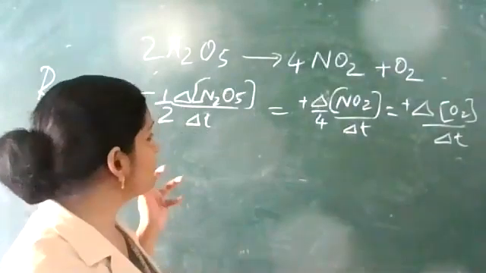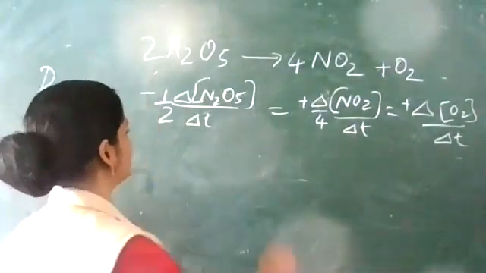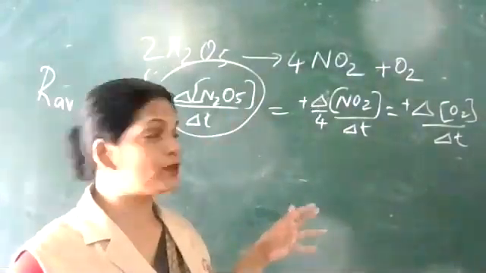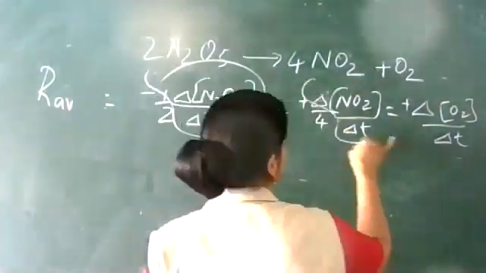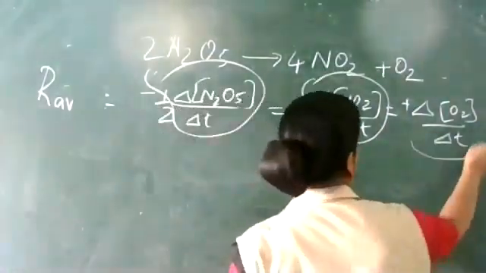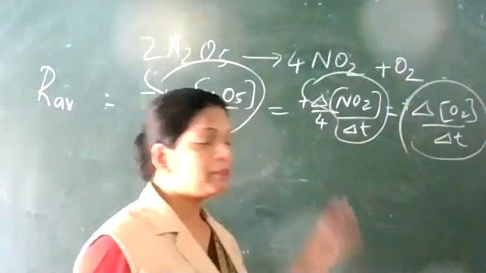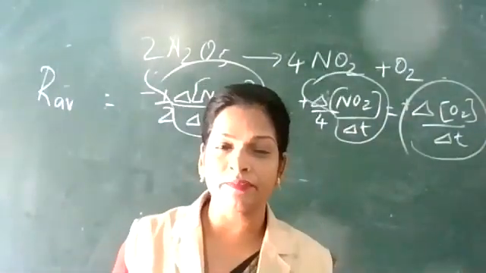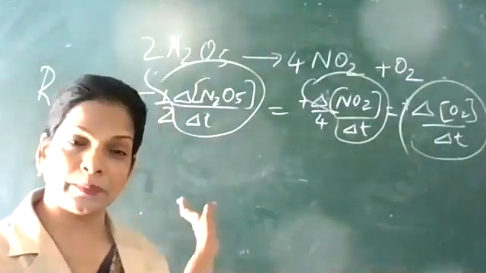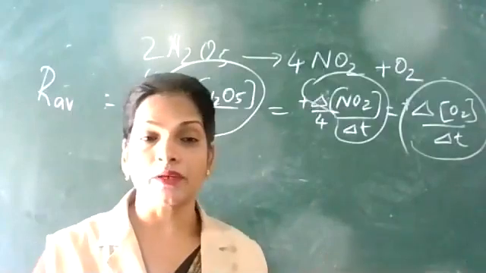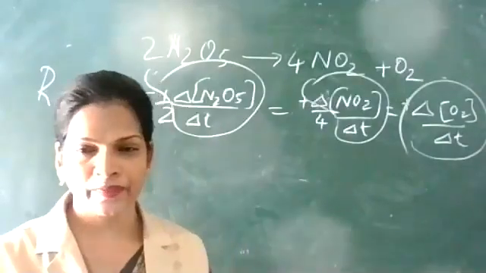Now, what is the rate of disappearance of N2O5? That is this much. What is the rate of appearance of NO2? That is this much. What is the rate of appearance of oxygen? That is the same, so there is no number in the denominator. So if the rate is given, you can find out the rate of disappearance of the reactant and the rate of appearance of any one of the products.